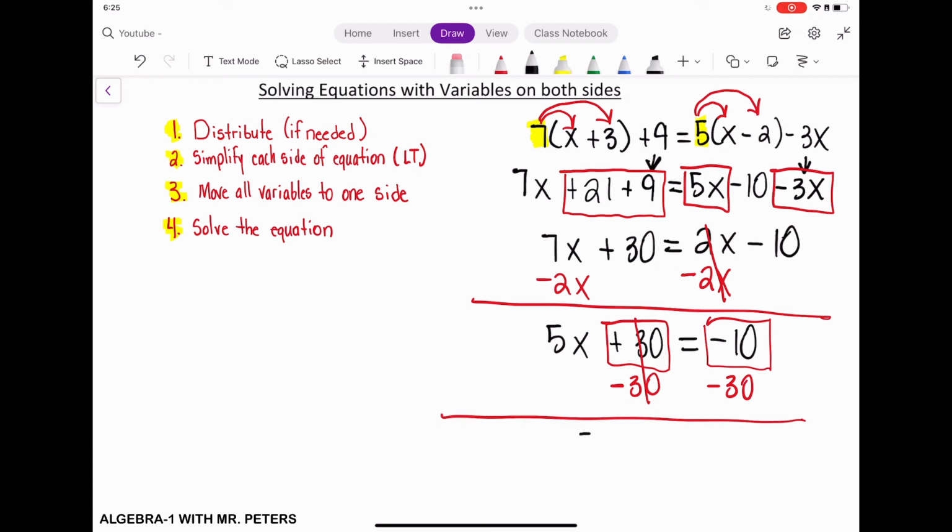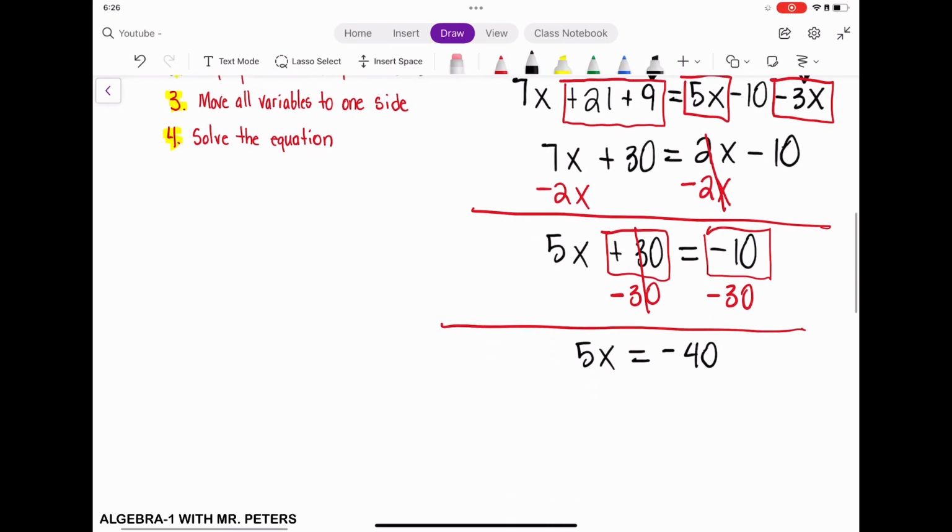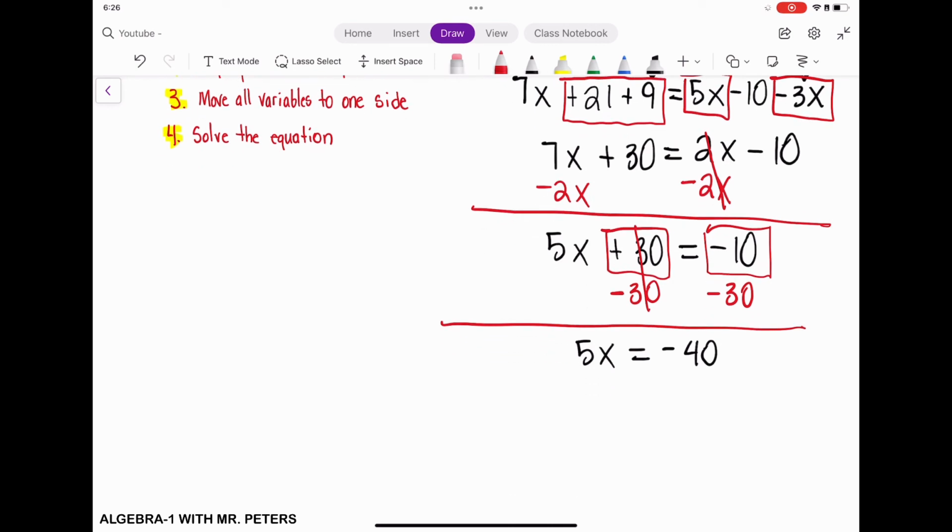So now we have 5x is equal to -10 plus -30, which is just -40. And to solve this problem, our very last step is going to be division. So we divide by 5, and then we'll say that x is equal to -8.